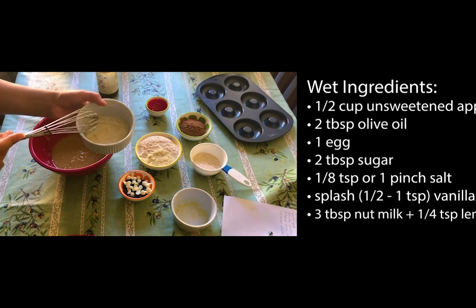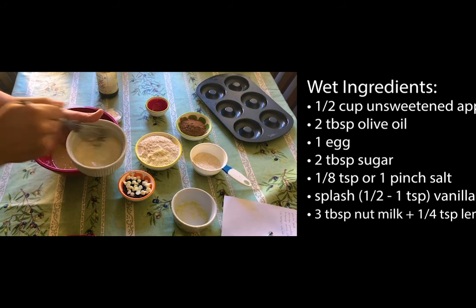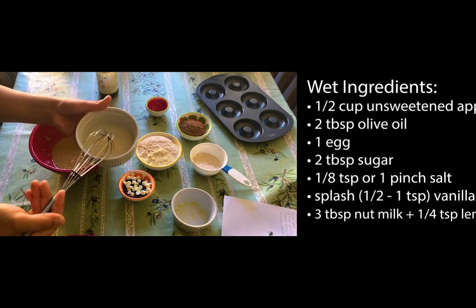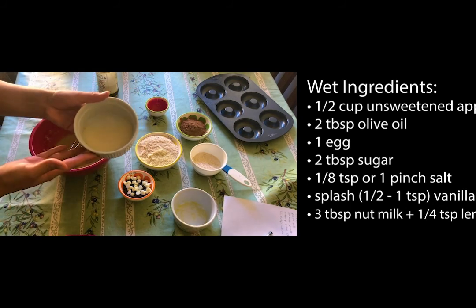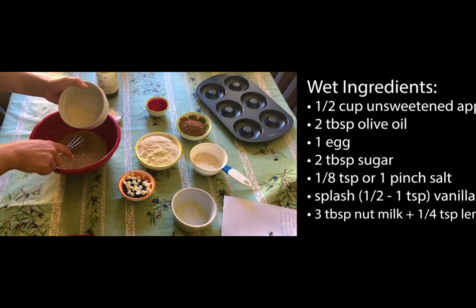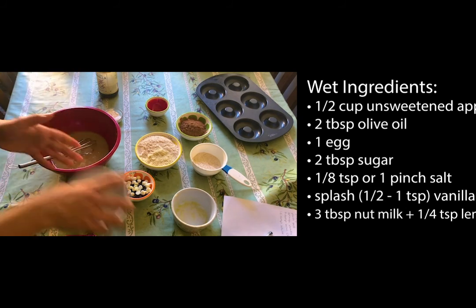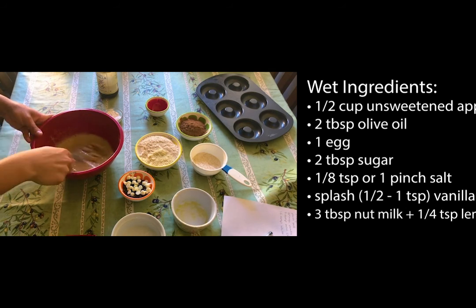This is 3 tablespoons of almond milk with about 1/4 teaspoon of lemon juice to make it nice and curdled. By doing this, we are creating a vegan version of buttermilk. By adding buttermilk, our dairy-free buttermilk, I should say, not vegan, this is going to add a lot of moisture to our donuts.